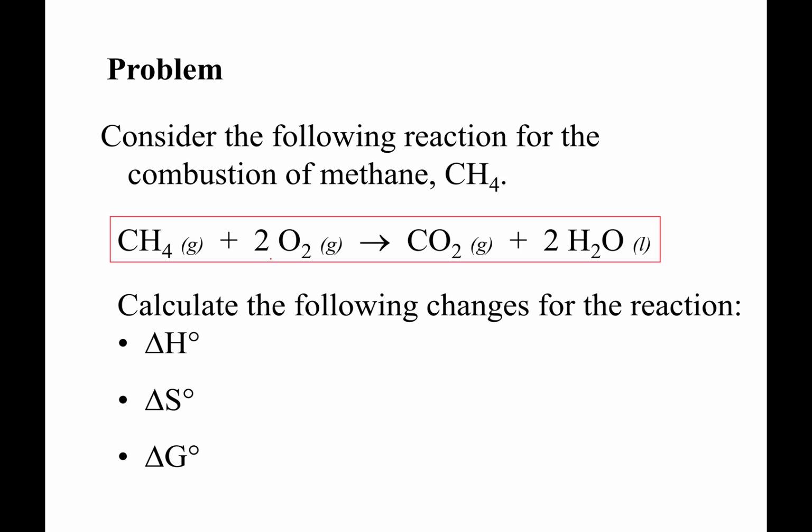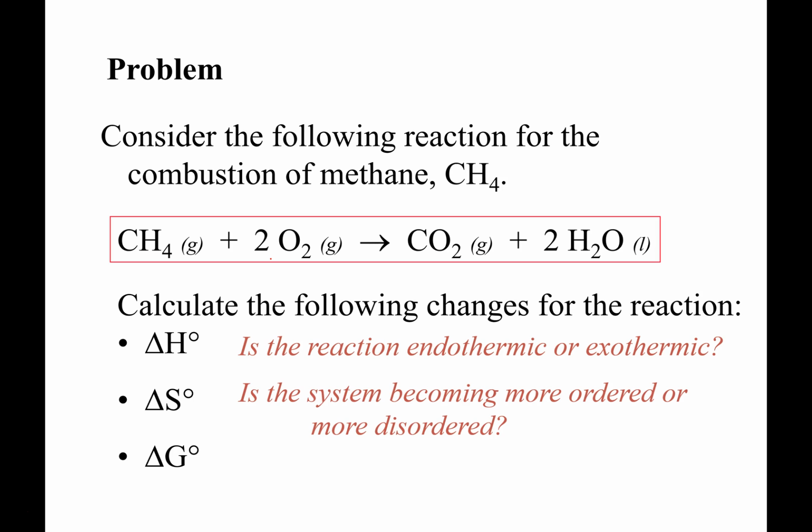So it's always the summation of the products minus the reactants. So we're going to actually use those thermodynamic properties, the delta H, the delta S, and the delta G of these things to knock these out. So once we have delta H, we can, going back to Gen Chem 1, say whether it's endothermic or exothermic. Once we have delta S, we can say whether it's becoming more ordered or disordered. And then once we have delta G, we can say something about its spontaneity.